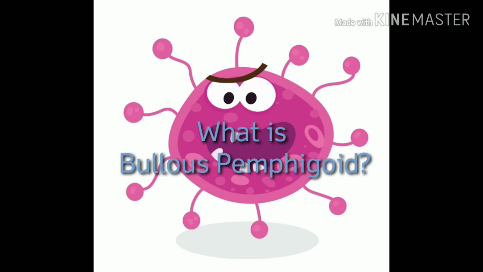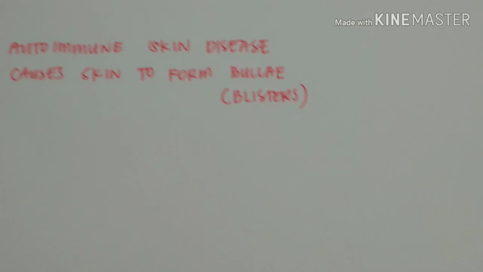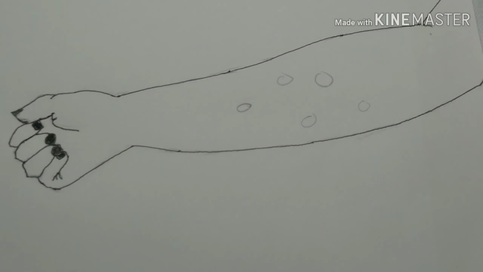What is Bullous Pemphigoid? Bullous pemphigoid is an autoimmune skin disease that causes skin to form bullae or blisters.